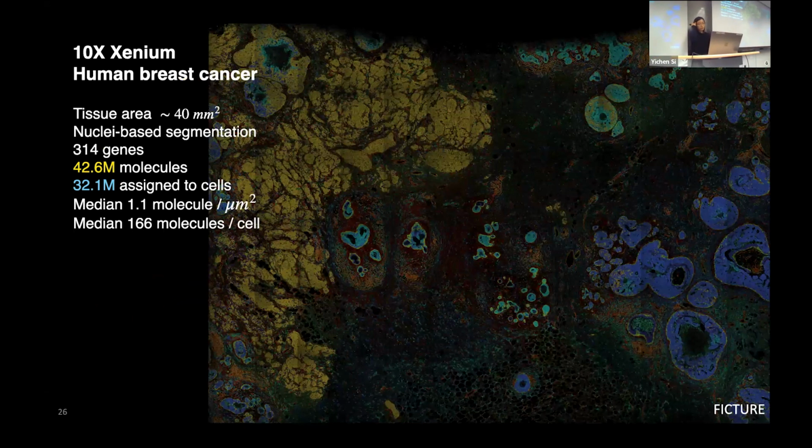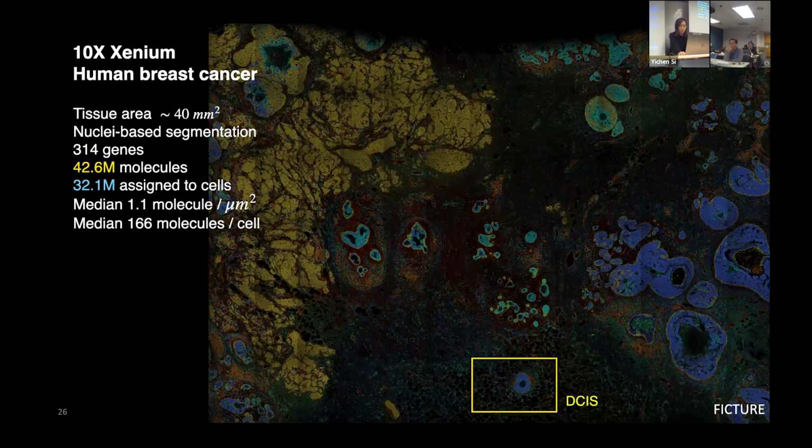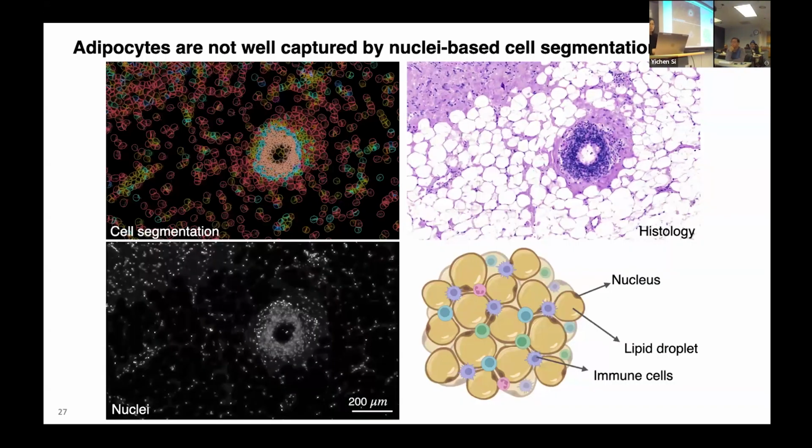So FICTURE also works with imaging-based technology. So this example is 10x Xenium human breast cancer. The tissue area is about 40 square millimeters. It also only has nuclei staining, and this gene panel contains only 300 genes, and 3/4 of the transcripts are assigned to any cell. We will zoom in this region around.